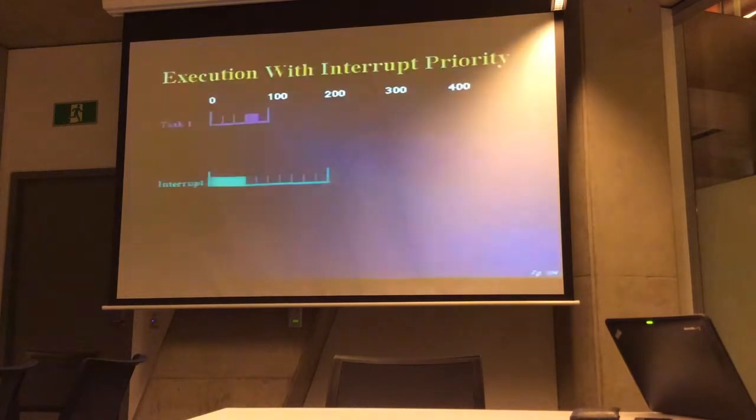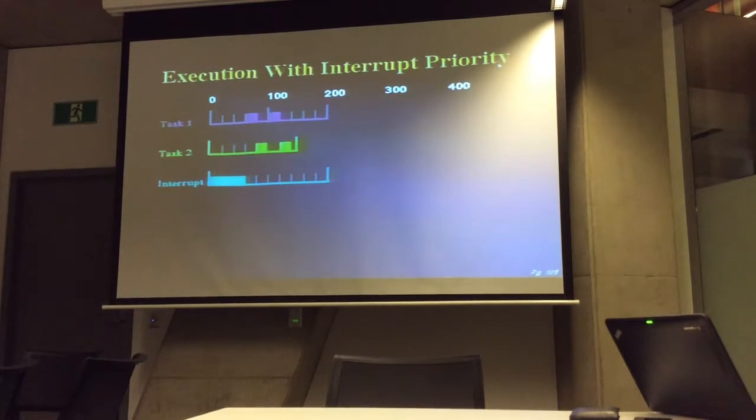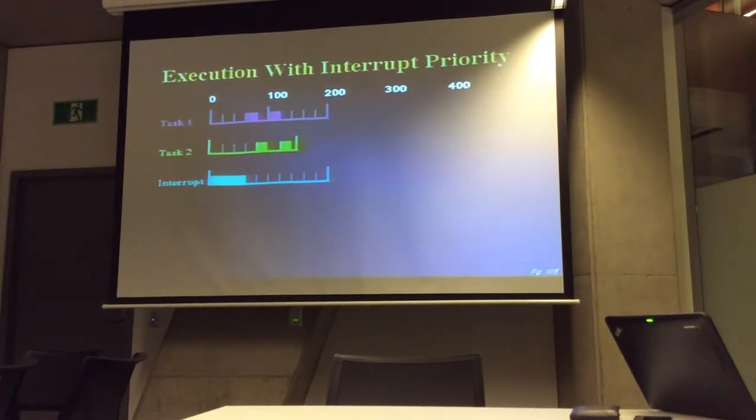Looking at task 1, we see that it can accommodate both the blocking due to the interrupt and its own execution before its first deadline. So we know task 1 is schedulable. Looking at task 2, we see that it accommodates the blocking, all of the preemption from task 1, and its own execution before its first deadline. So task 2 is also schedulable.